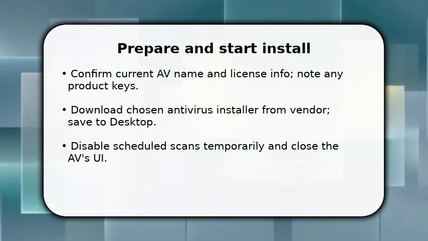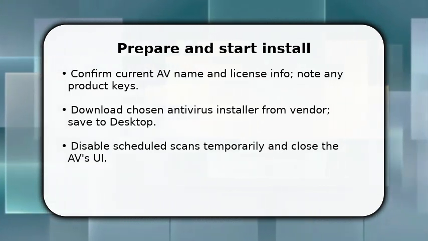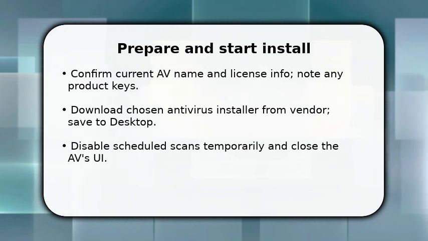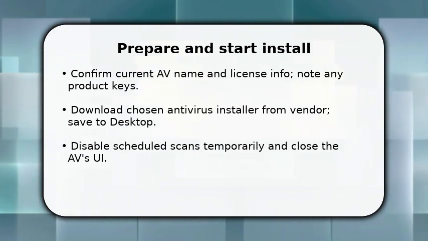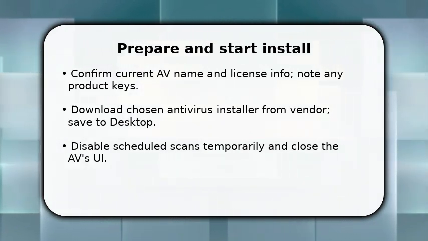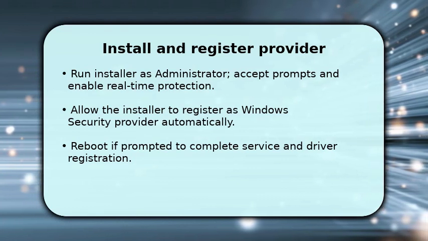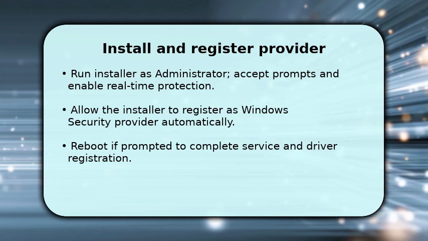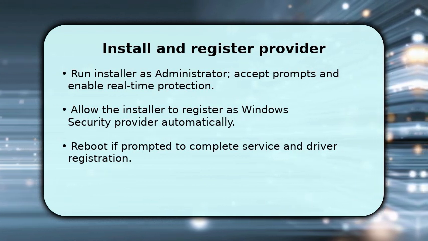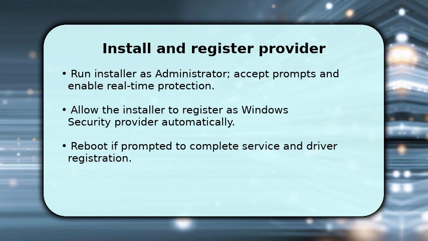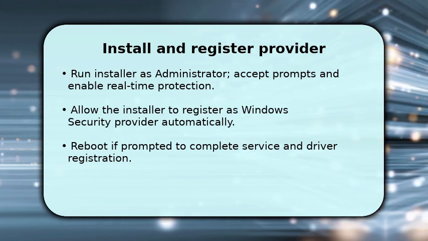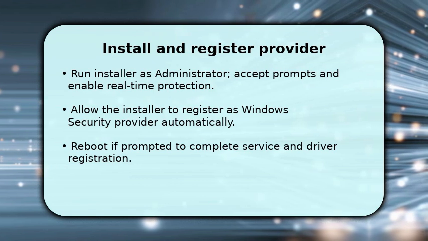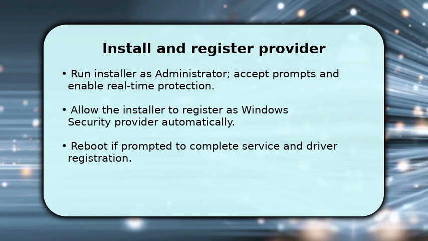Run the downloaded installer as administrator and follow on-screen prompts until the setup reaches the point where it asks about real-time protection. Now install the new antivirus and make sure you run it as administrator so drivers and services install correctly. As it sets up, allow it to register itself as the primary Windows security provider. This is why installing the software is the only reliable method to change providers.